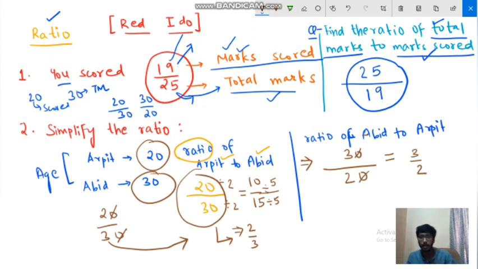Okay. So what we have learnt in this slide is what is ratio. How do you represent ratio? Whatever is asked first will come in the numerator, and whatever is asked second will come in the denominator. For example, Ankit's age to Alok's age. So Ankit's age will come in the numerator, Alok's age will come in the denominator.